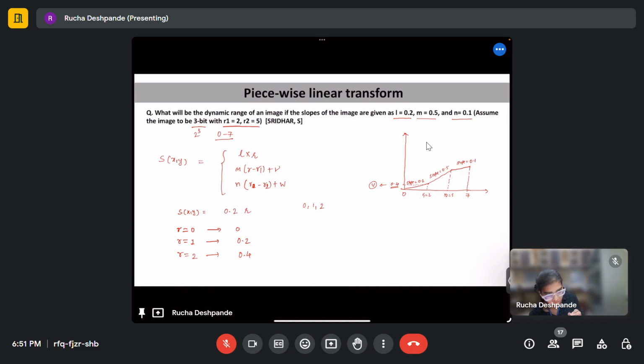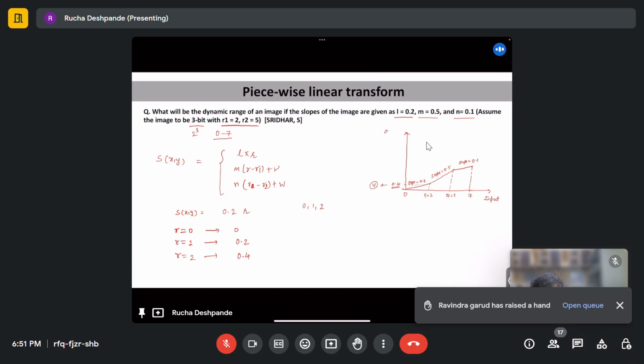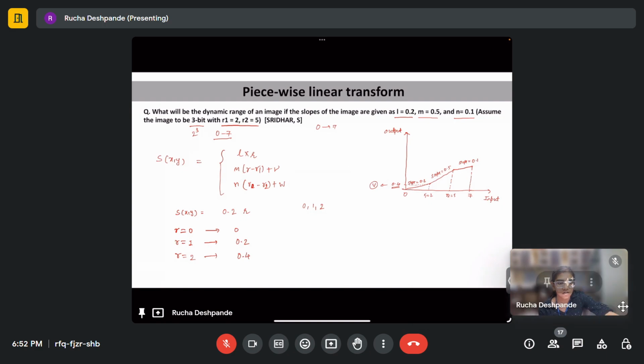Okay, so you got that value, 0.4, against r equal to 2. Yes, against r equal to 2. And you have it written here in the graph. Madam, in the given problem, the value of r is not given, but you have considered r equal to 0. No, r ranges from 0 to 7. Okay, so we have to consider r equal to 0.